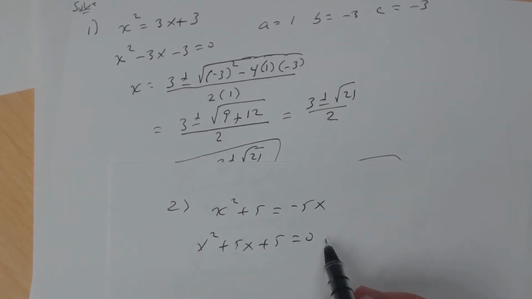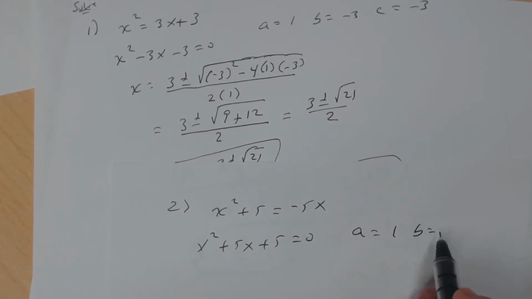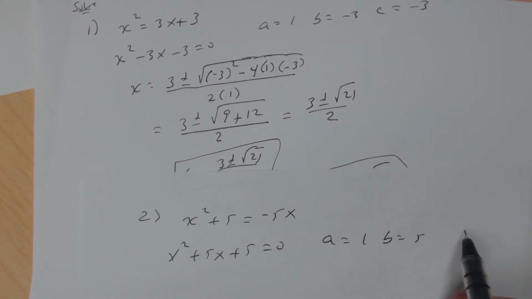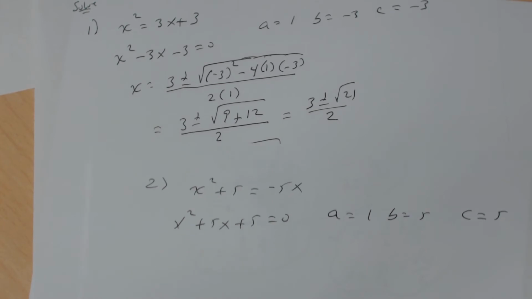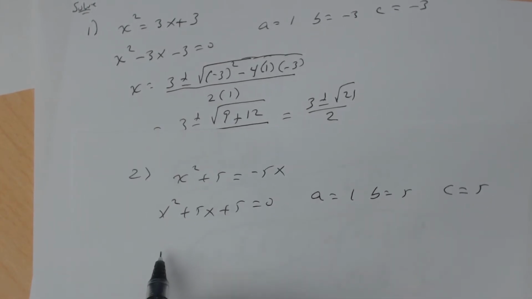Then remember the next step is to identify a, b, and c. So a in this case is the coefficient of x squared, which is 1. b is the coefficient of x, which is a positive 5. And c is your constant, which is a positive 5 also. And so we plug it back into the formula.